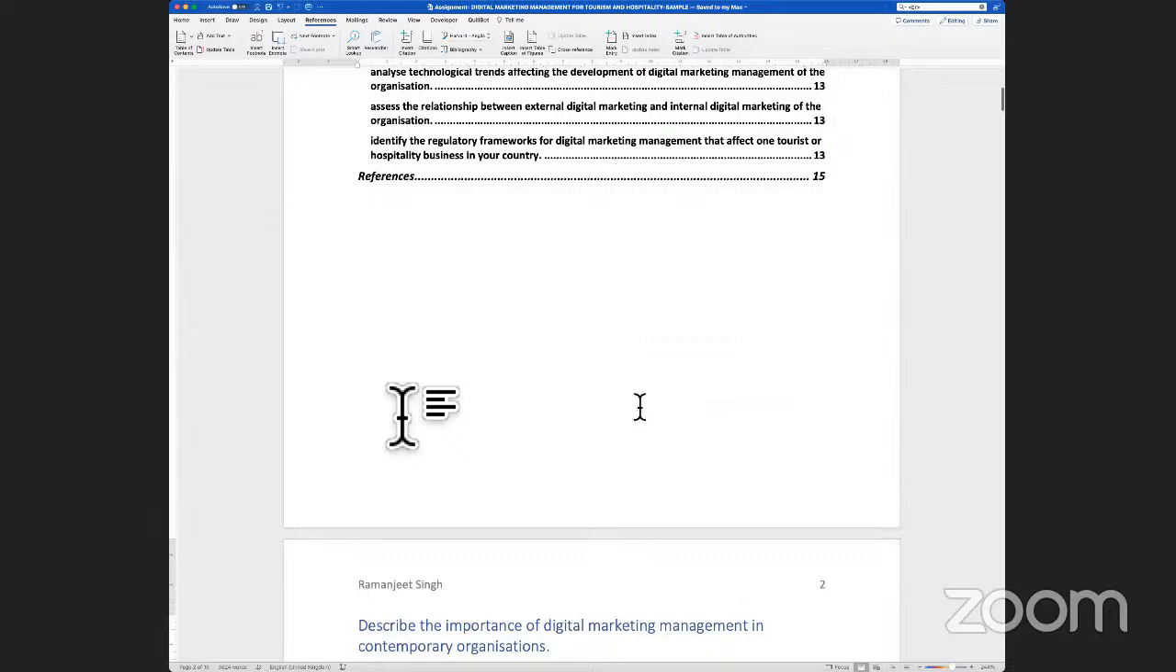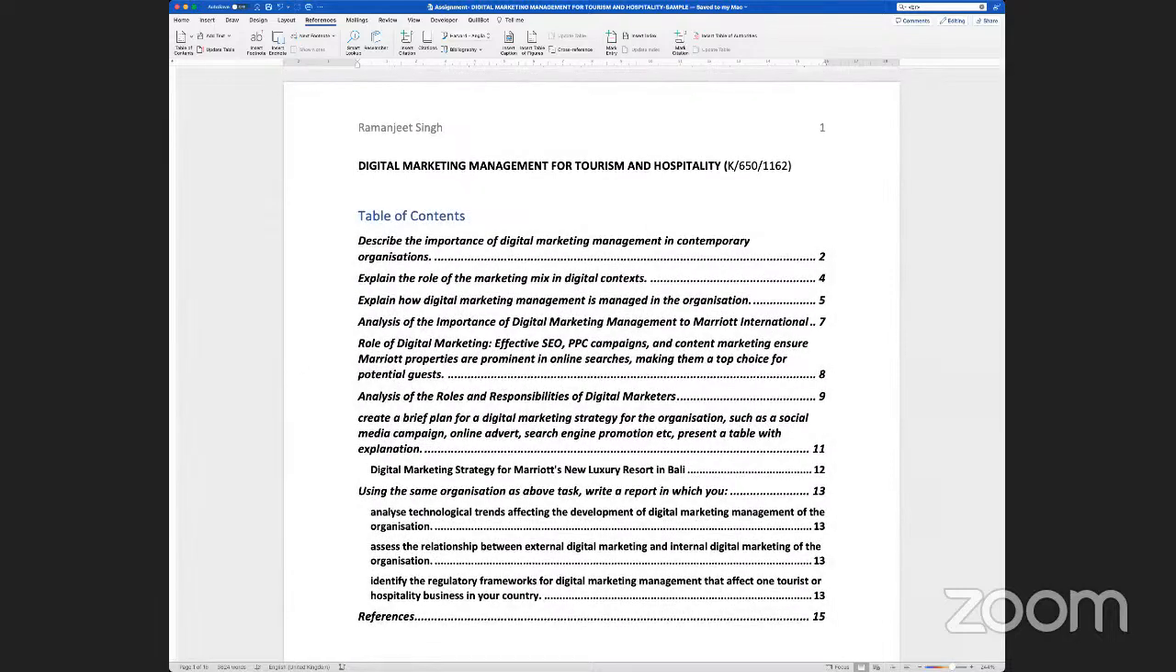There we go. So let's discuss now some of the tasks which are given to us in terms of doing the assignment as per the assignment brief. So if I look at, showing you the assignment brief for a second, just to put this into a bit of perspective.